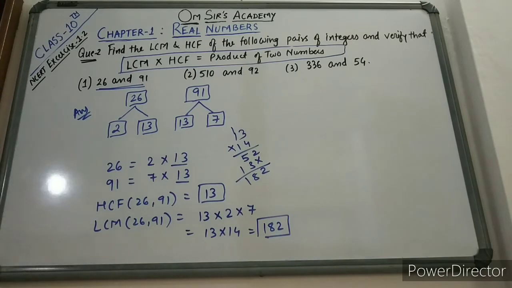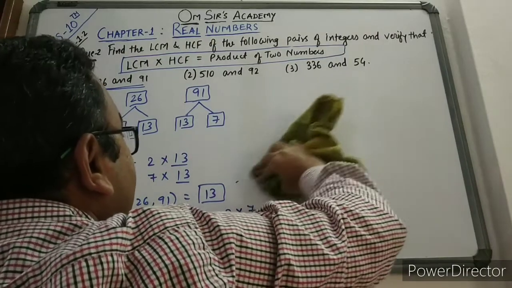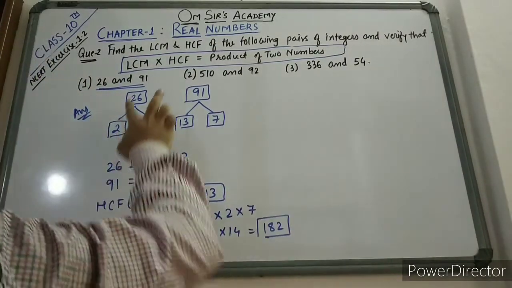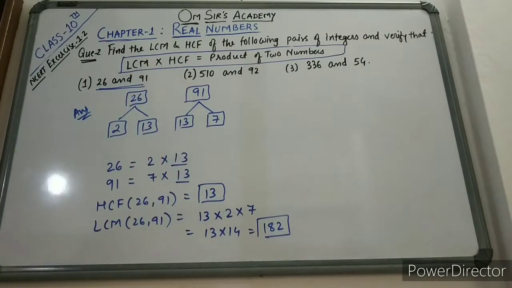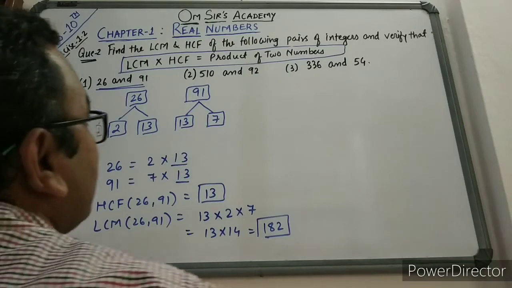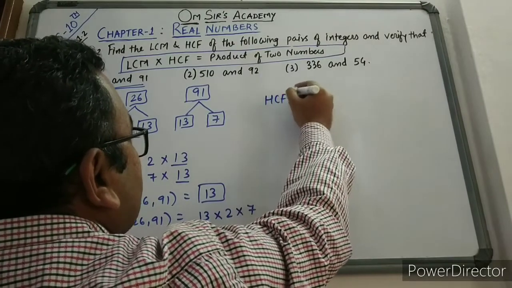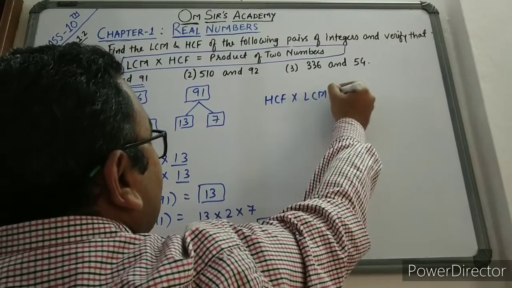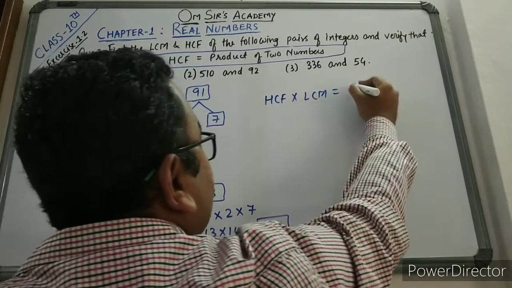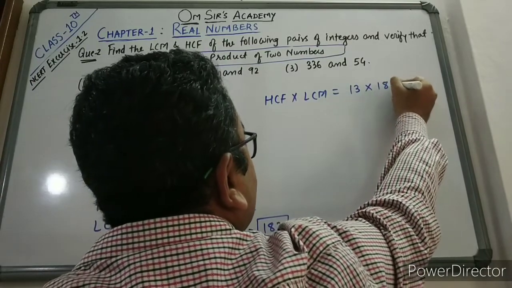Now friends, we have to verify. What we have to verify? That the LCM into HCF is the product of the two numbers. So let us multiply this first. HCF into LCM of these two numbers is what? 13 into 182. So 13 into 182.